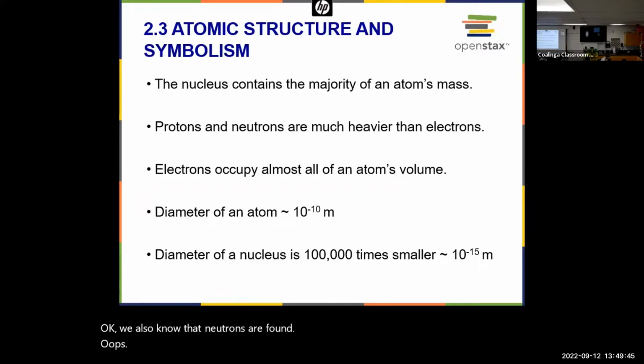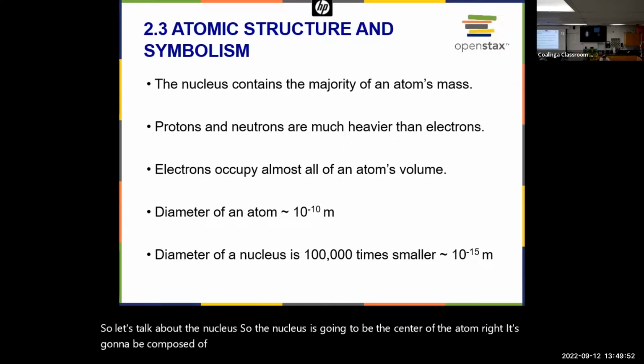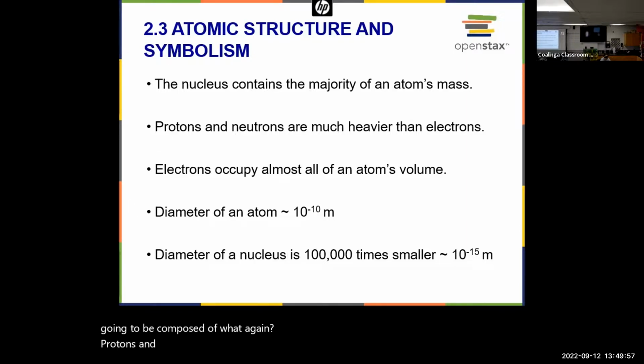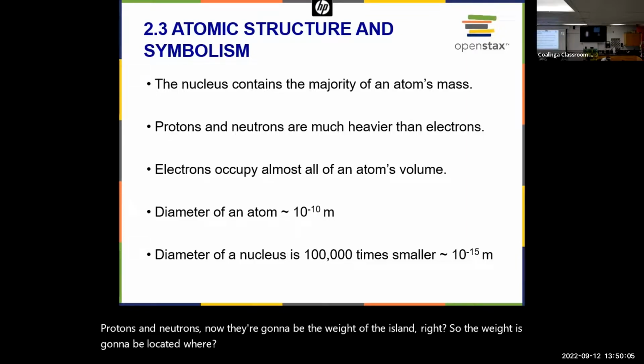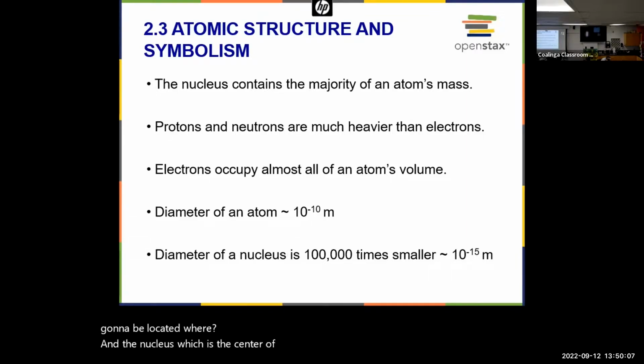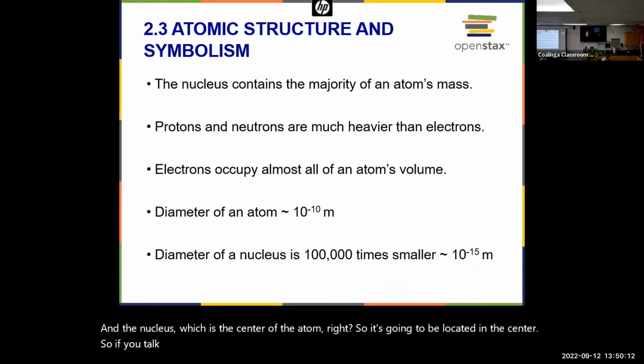Okay, so let's talk about the nucleus. The nucleus is the center of the atom, right? It's composed of what again? Protons and neutrons. Now, they're the weight of the atom, right? So the weight is located where? In the nucleus, which is the center of the atom. The electrons are in a cloud on the outside, forming a little cloud structure circling the nucleus.